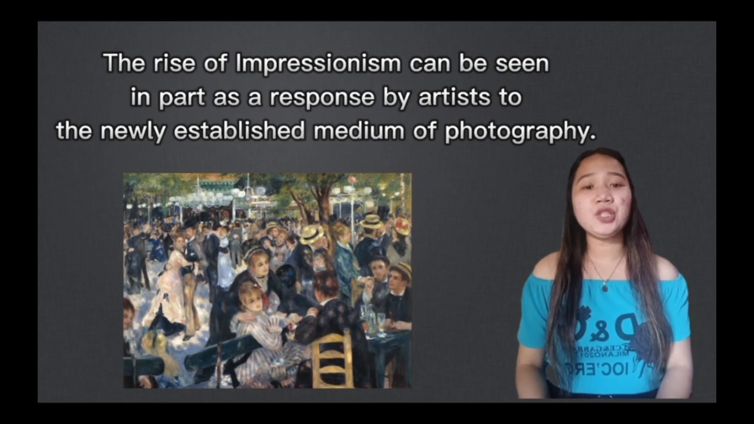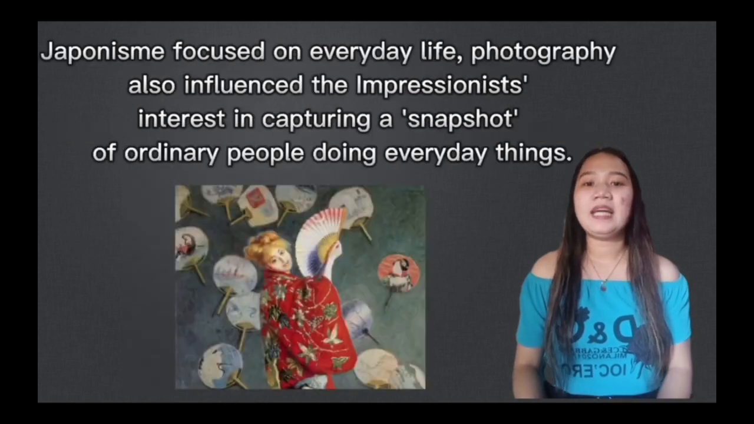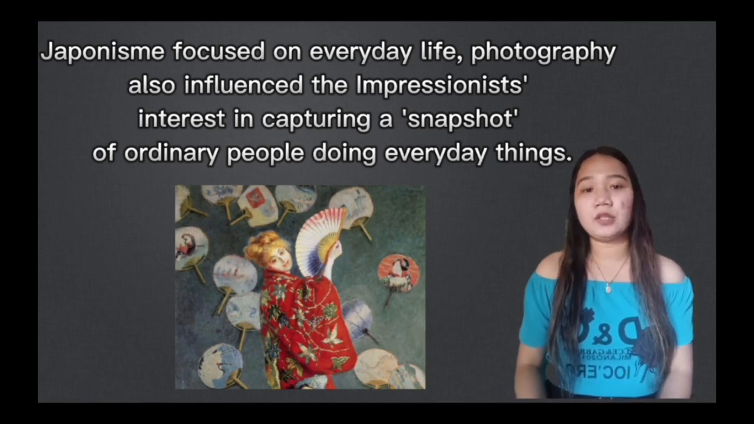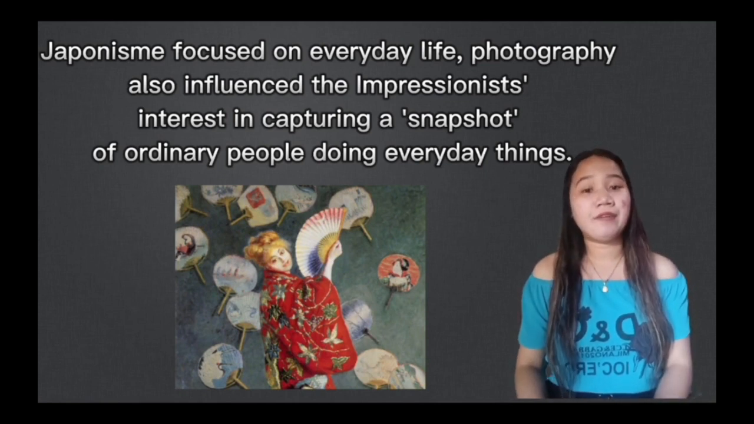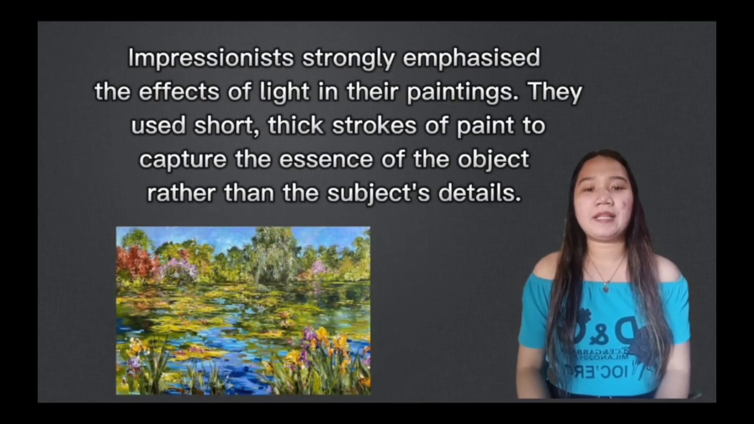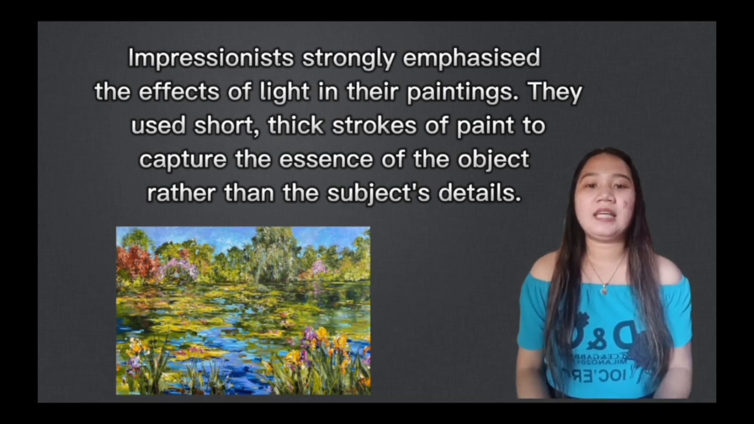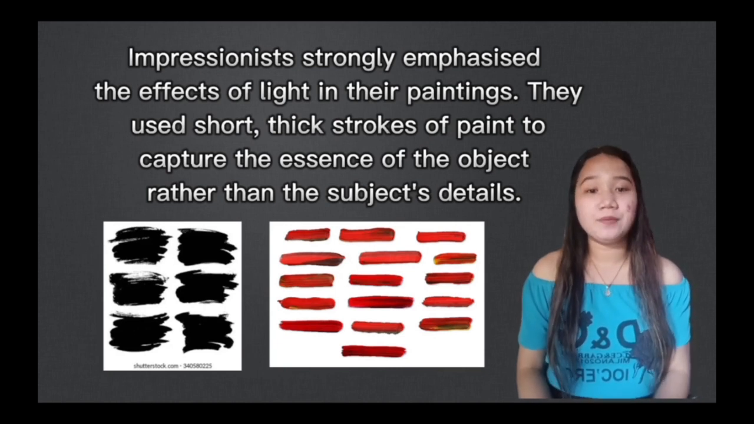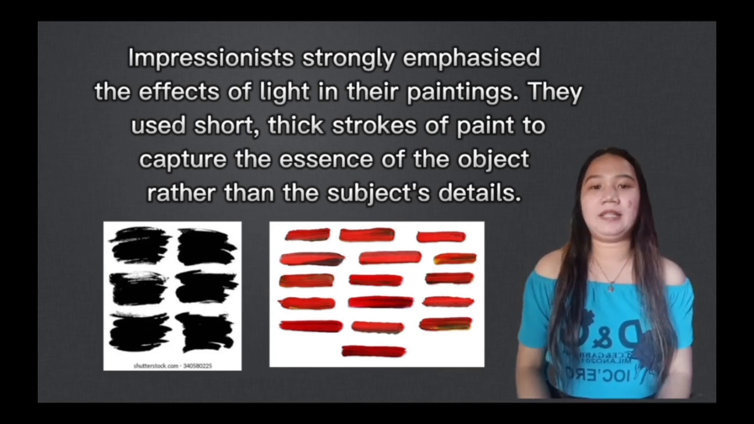The rise of Impressionism can be seen in part as a response by artists to the newly established medium of photography. In the same way that Japonism focused on everyday life, photography also influenced the Impressionist interest in capturing a snapshot of ordinary people doing everyday things. Impressionists strongly emphasize the effects of light in their paintings. They use short, thick strokes of paint to capture the essence of the object rather than the subject details.